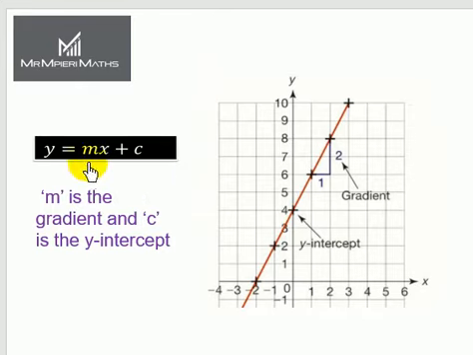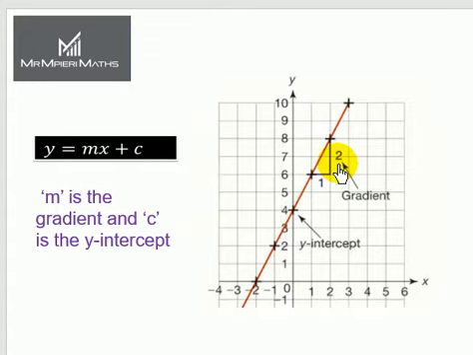Using the formula y equals mx plus c, this 4 here is c. Now the gradient, you should know how to work out the gradient of a straight line, the steepness of a straight line. For example, if you pick any 2 points, here the y value, how high y is here, is 2, and then across here is only 1. So 2 divided by 1 is 2. So the gradient of this line is 2.